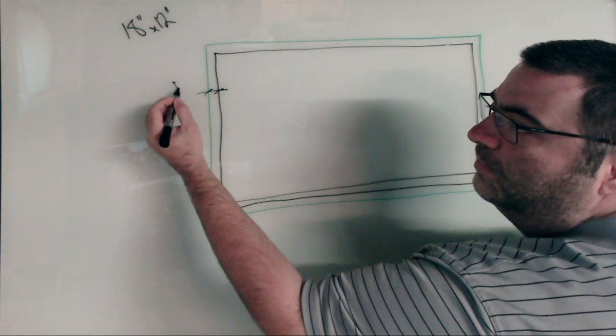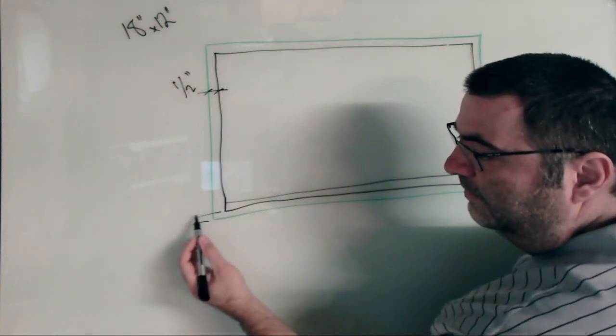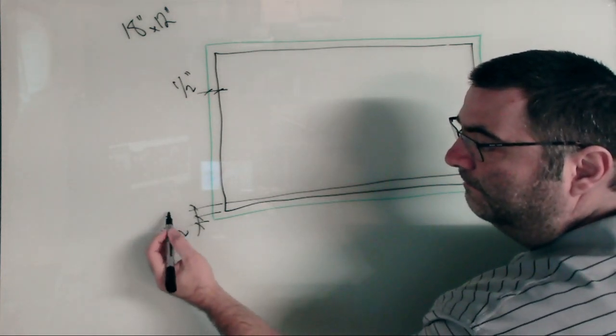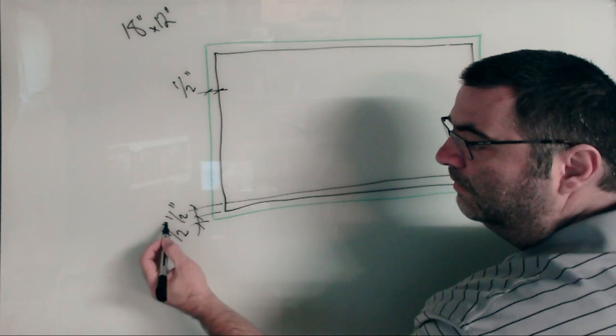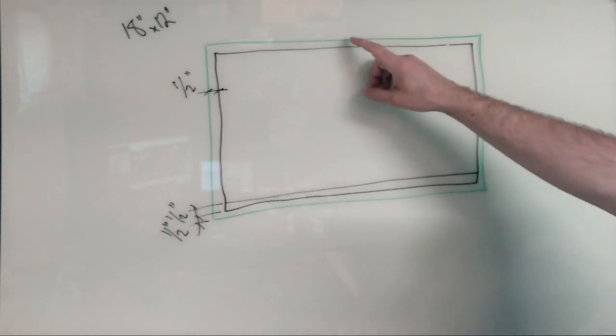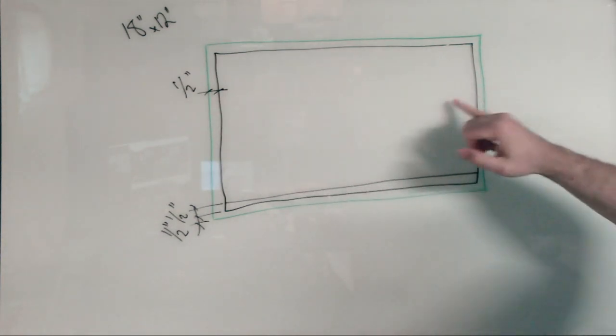This title block is going to be 1/2 of an inch. If you look at it from the bottom, it's 1/2 plus another 1/2. So ultimately off the bottom, we're going to lose 1 inch. We're going to lose 1/2 inch off the top, and 1/2 inch off of each side.